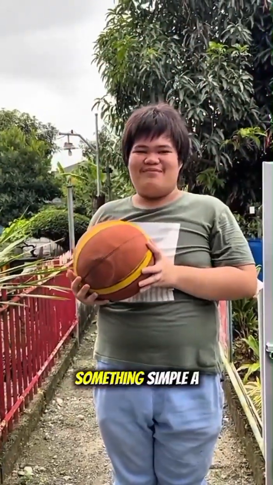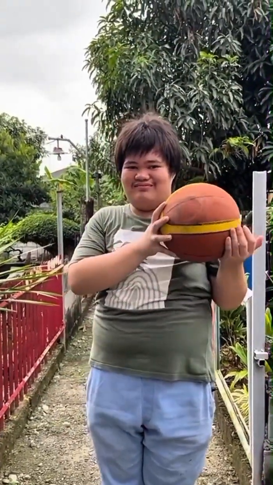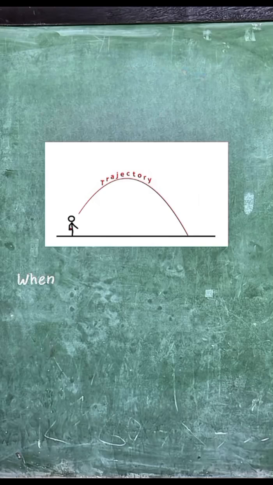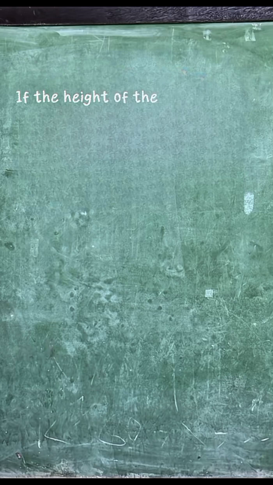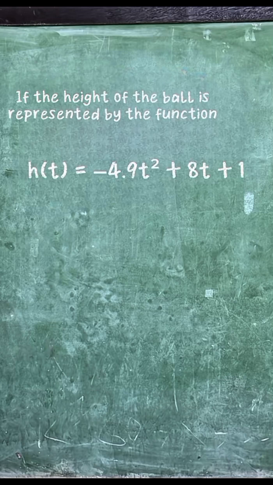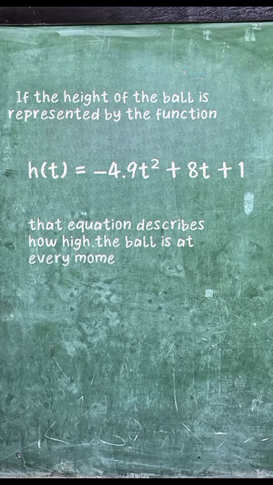Let's start with something simple. A ball. When you throw a ball, calculus explains exactly how it moves. If the height of the ball is represented by the function h(t) = -4.9t² + 8t + 1, that equation describes how high the ball is at every moment as time passes.